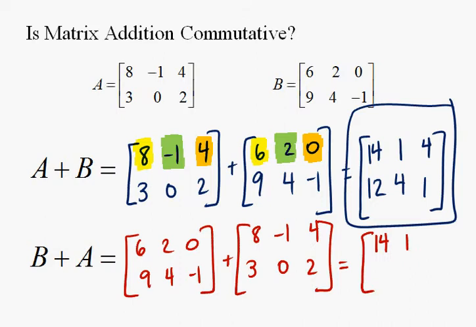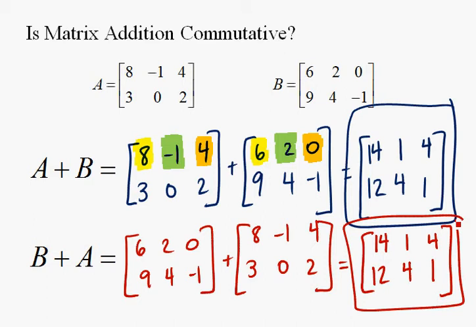First row, third column of B, plus first row, third column of A. And then I move on to the second row. Second row, first column of B, plus second row, first column of A. Second row, second column of B, second row, second column of A. And finally, second row, third column of B, plus second row, third column of A. If I take a look at the results that I get, I see that they are exactly the same.